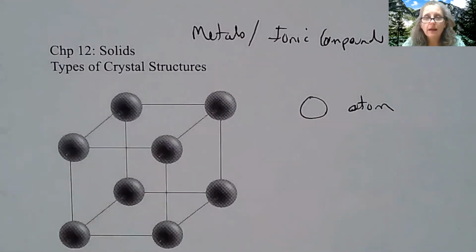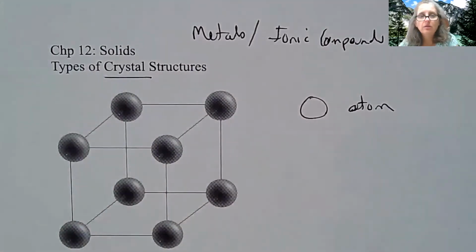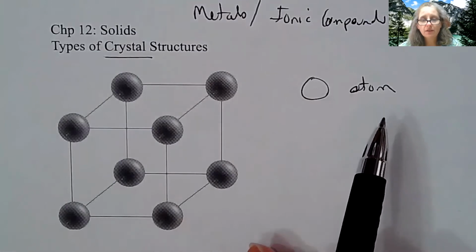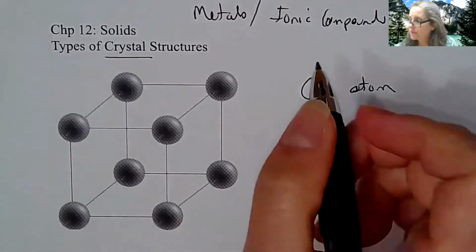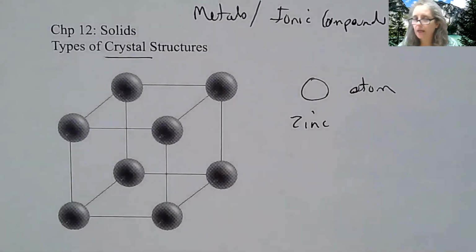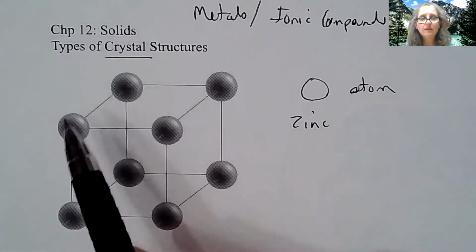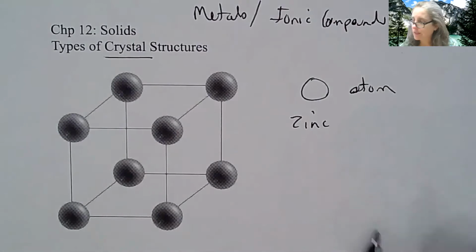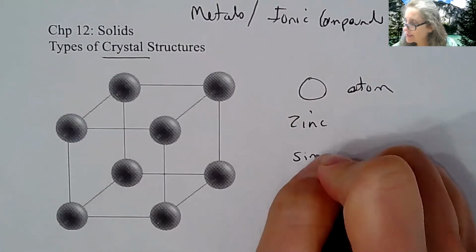So metals and ionic compounds are typical crystal structures, and sometimes we're going to use the term crystal to signify solid structure. So these spheres are going to be considered an atom. If I have a piece of zinc, how do these atoms essentially orient themselves to each other? And so this first picture is what we call a simple cubic.